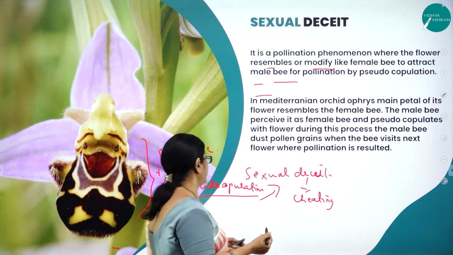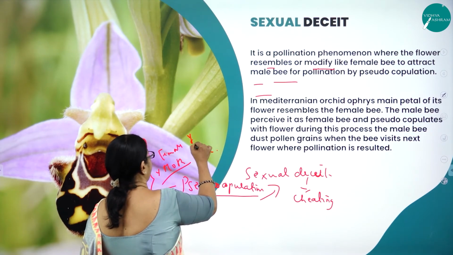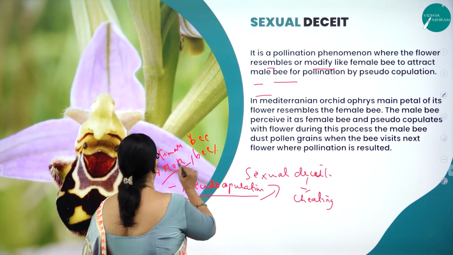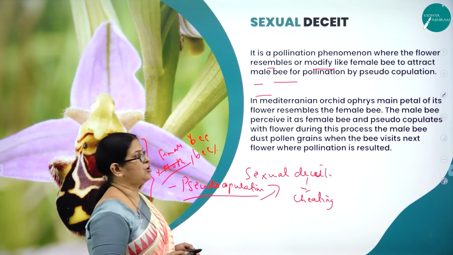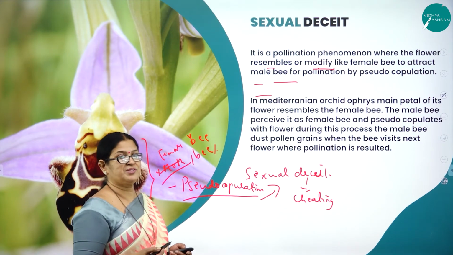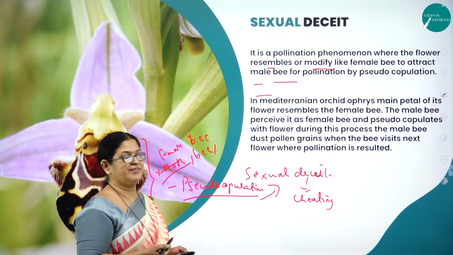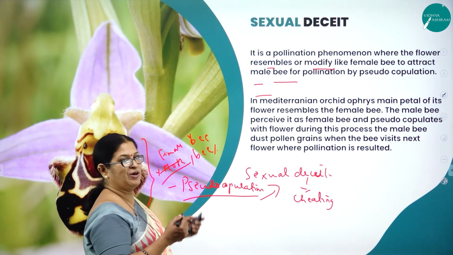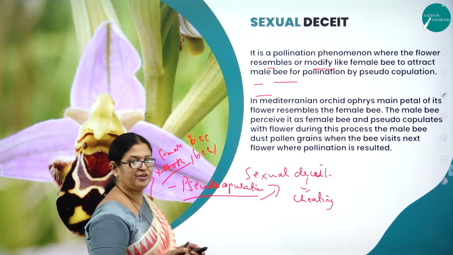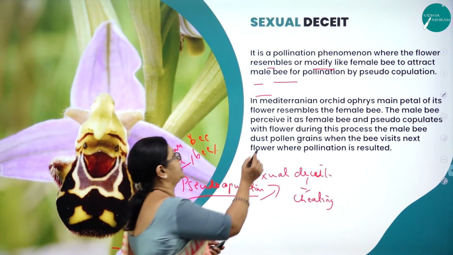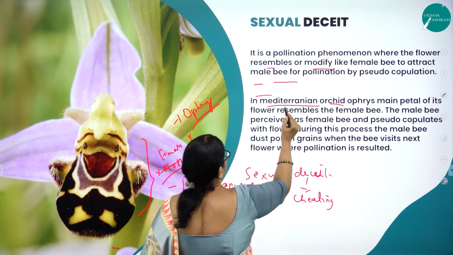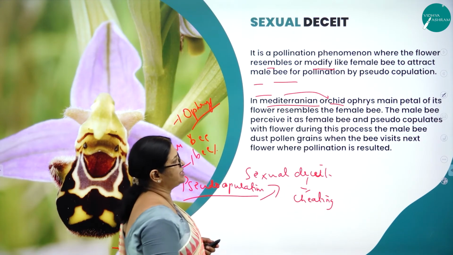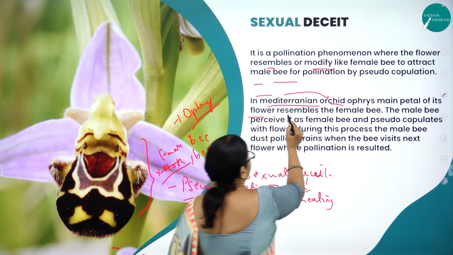So here we can find that it looks more or less like what? Female bee. And here the male bee will mistake it to be a female bee and pseudo-copulates. But it is not rewarded because it is not true. It is not an insect, right? So obviously, even if it pseudo-copulates, reproduction will not take place. One is a flower and the other one is an insect, so totally two different species. So in the Mediterranean orchid Ophrys, this is an example. It's a Mediterranean orchid called Ophrys, where the main petal of its flower resembles the female bee.